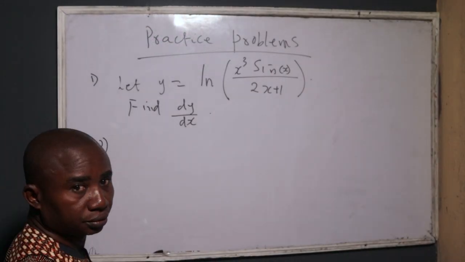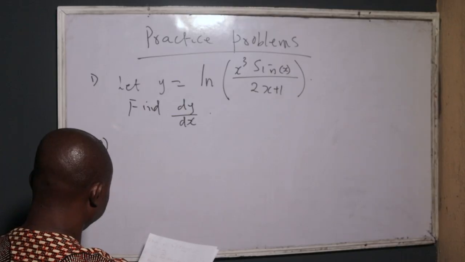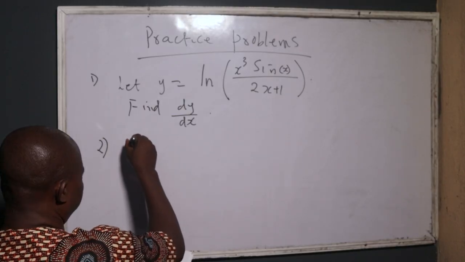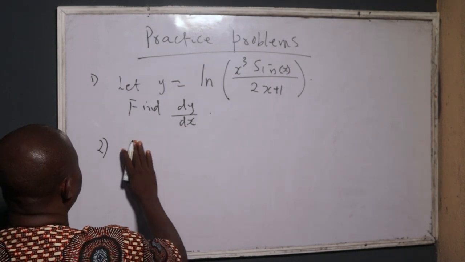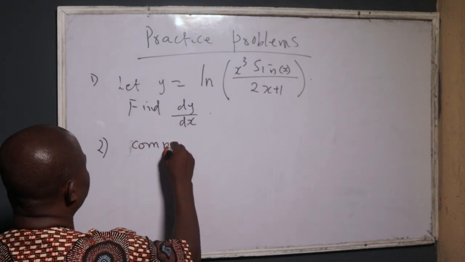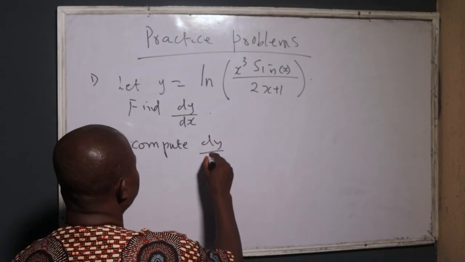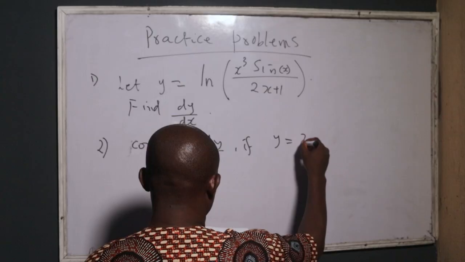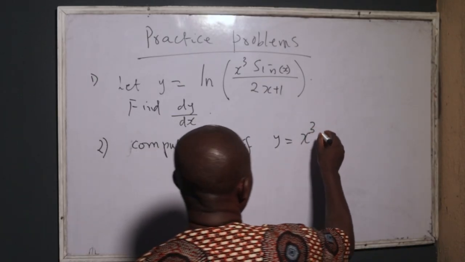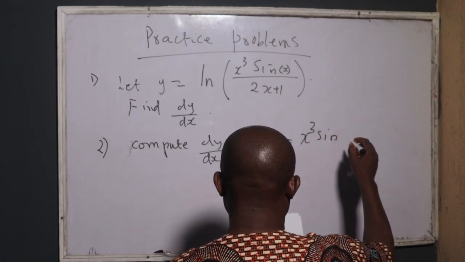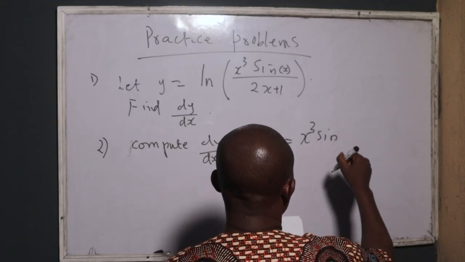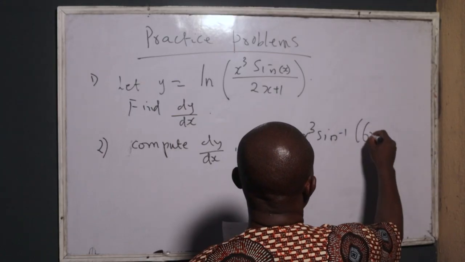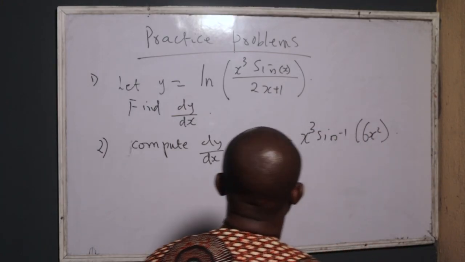Number 2. Compute dy by dx if y is the function x to the 3 sine inverse of 6x squared.